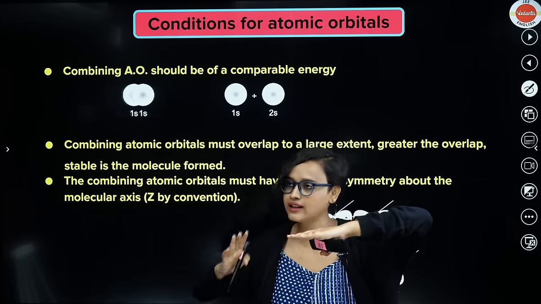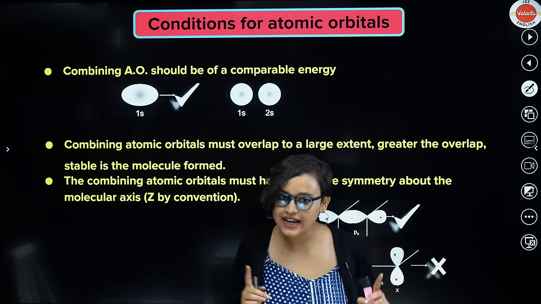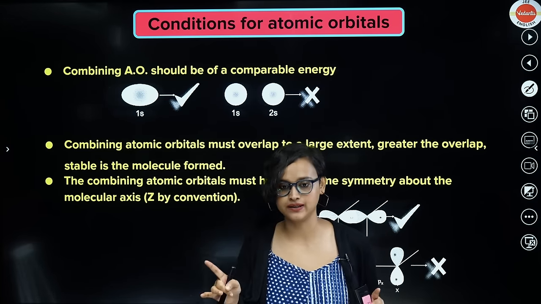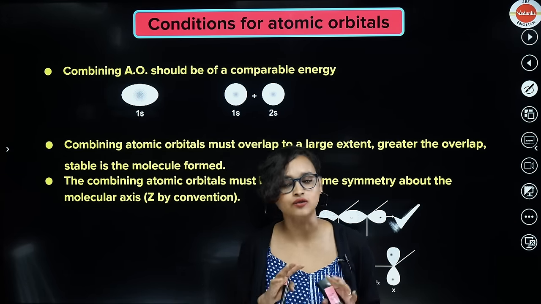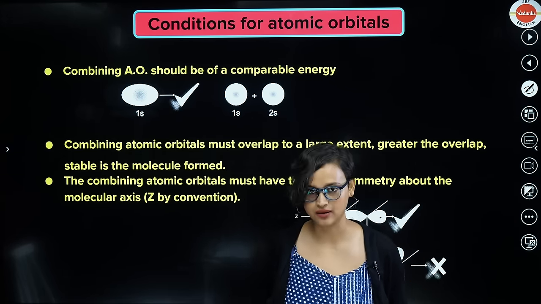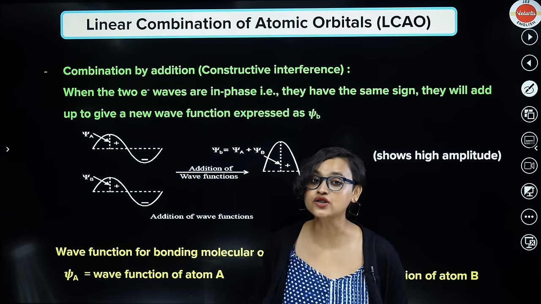You can't keep one like this and one like this. No, that doesn't happen. If it is Z, then both of them have to be PZ and PZ. It cannot be PX and PY, or PZ and PX. No. It has to be the same, okay? Then, combination by addition. They are saying constructive interference.